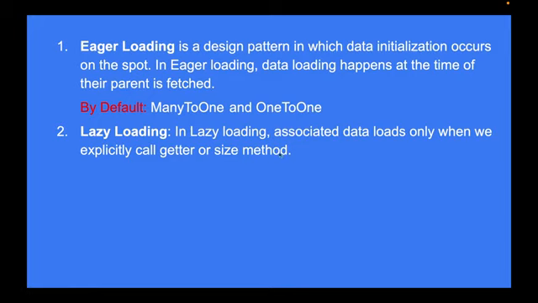Coming to lazy loading, the associated data loads only when we explicitly call a getter or size method. The child data loading won't happen at the time the parent data is fetched from the database. So you have to explicitly call the getter method or size method, or a find method or findAll method, and then the lazy loading will happen. By default, many-to-many and one-to-many associations use lazy loading.